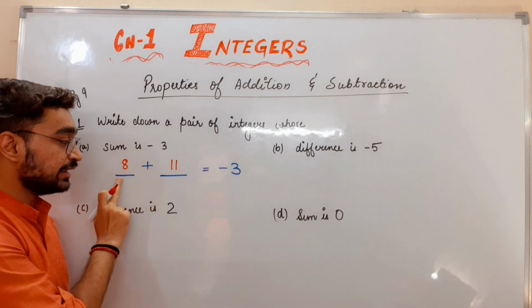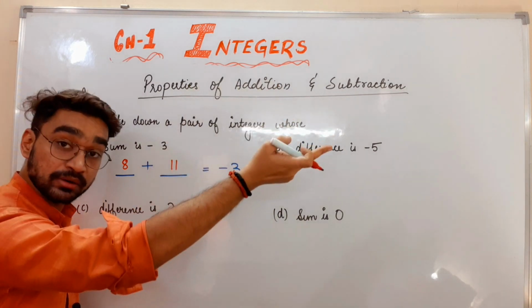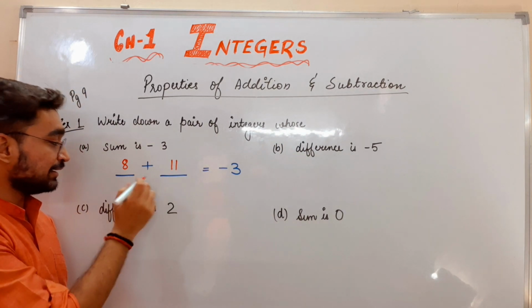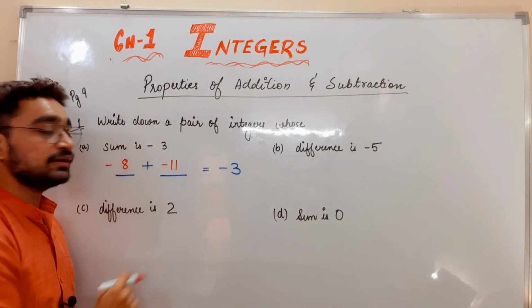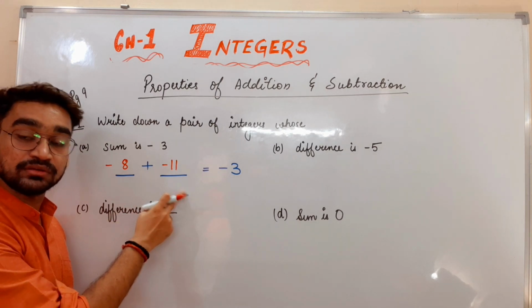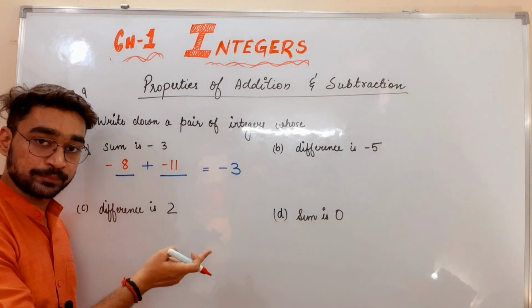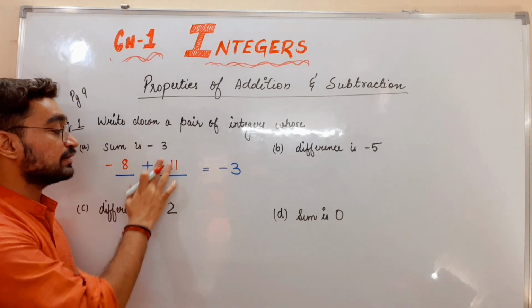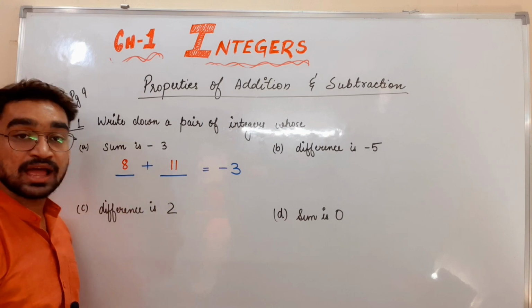If I'm adding 8 plus 11, it will give me a bigger number. So I have to subtract them. If I'm making any of these numbers negative, I will do subtraction, because it says that if one is positive and one is negative, we have to subtract them. Now the question is, which number do I have to make negative?